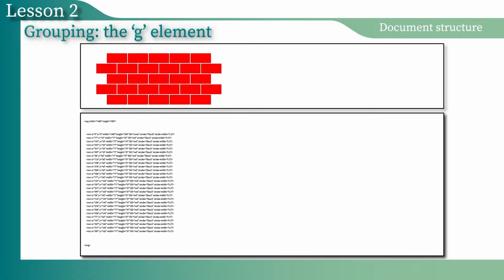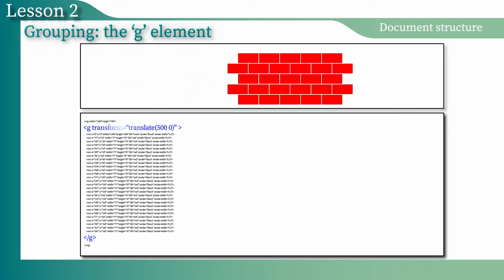We can group elements all together. We can use the G element to do this. It will allow us to process the graphics elements as a whole. The G element is a container element, and that means that to group the graphics elements, we need to place them inside the G element.